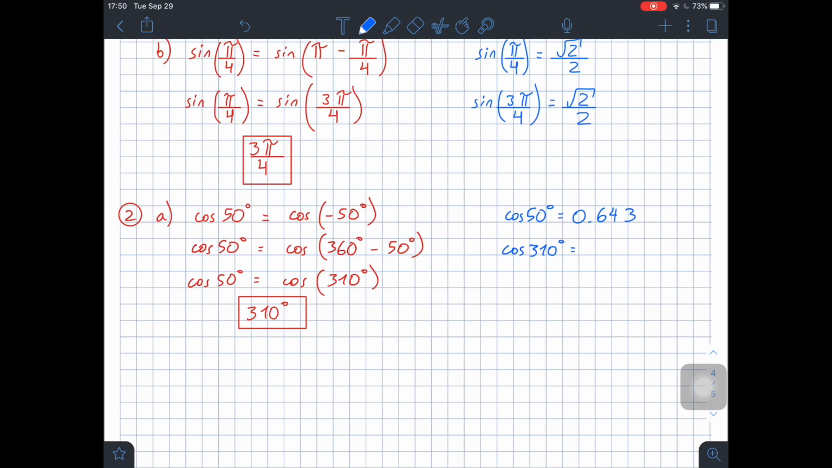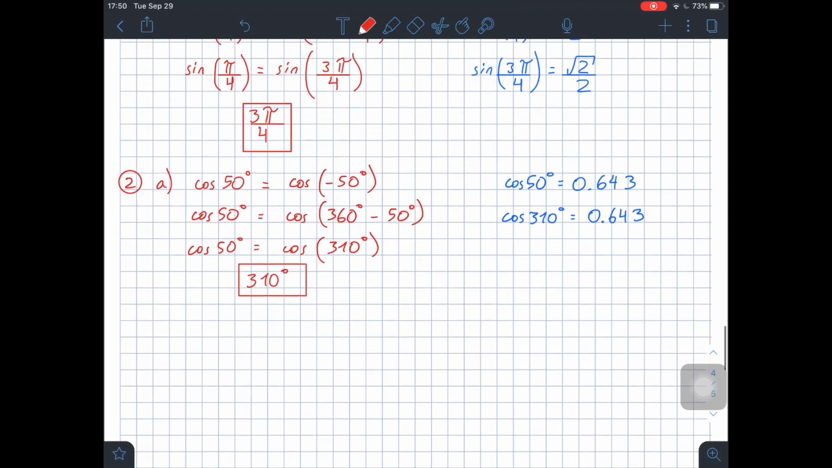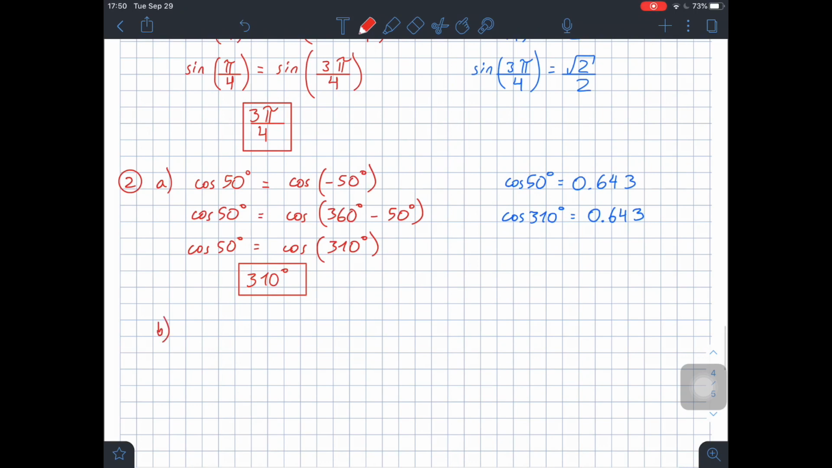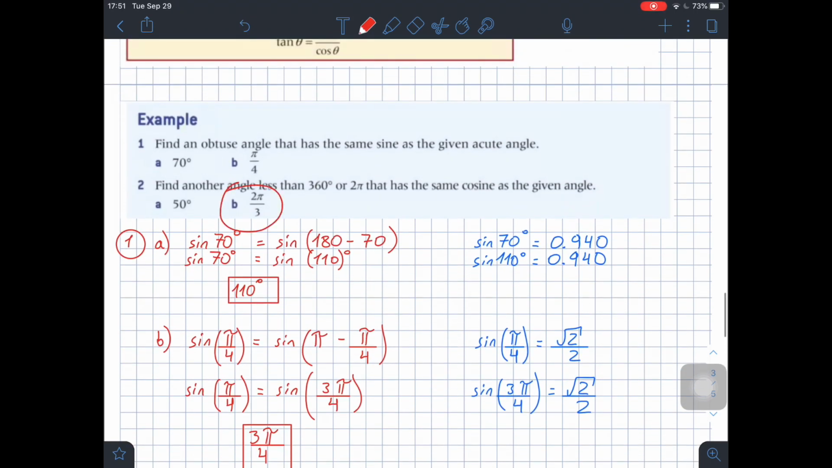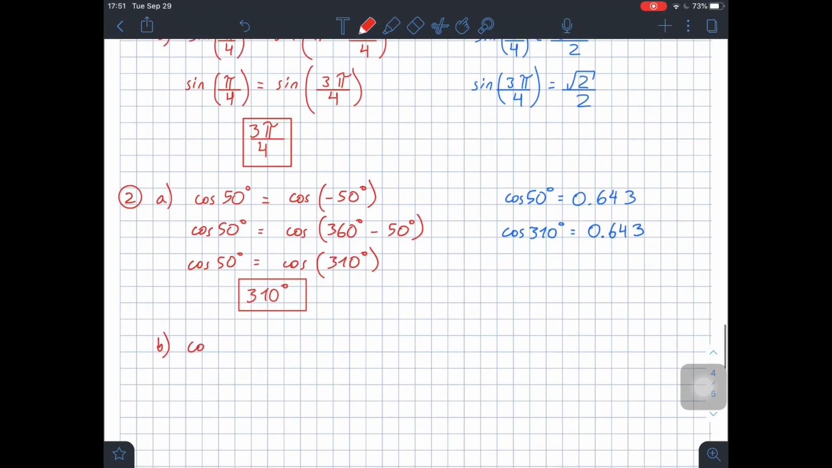I get exactly the same value, right? So 0.643. That means that we did this exercise correctly. Finally, for part B of this exercise, we want to find a cosine that gives me the same value for cosine of 2 pi over 3. And again, we're going to do the same thing. Now the only difference is that now the angle is given in radians, right?